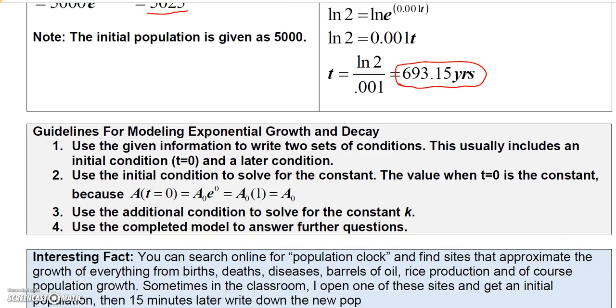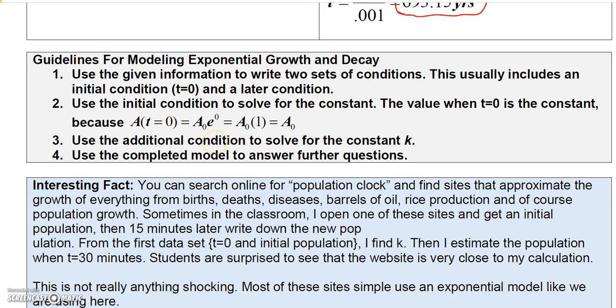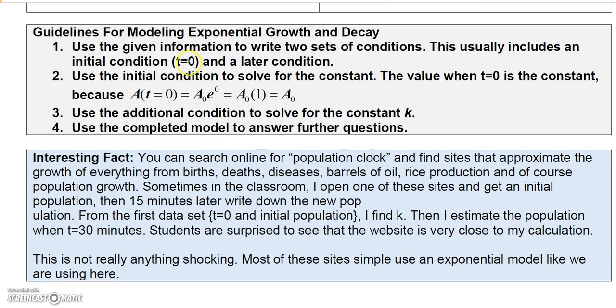Now, as I said, in that problem you actually had the formula given, but sometimes you're not given the formula. So the guidelines for modeling an exponential growth and decay formula are these. First of all, use the given formula to write 2 sets of conditions. Now this usually includes an initial condition and a later condition.